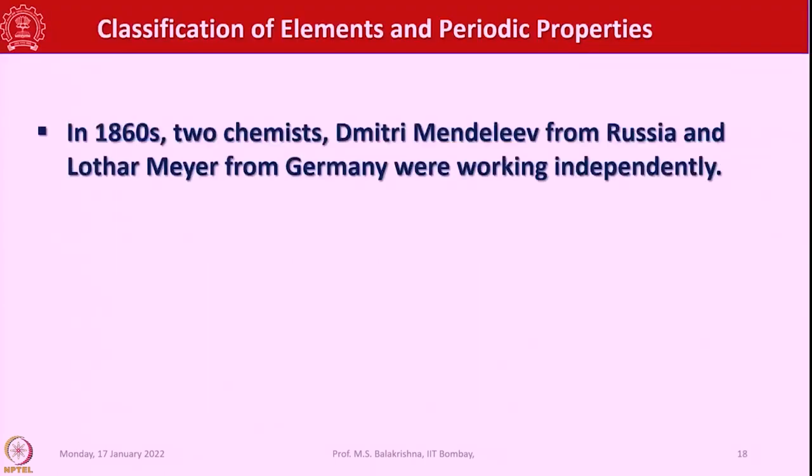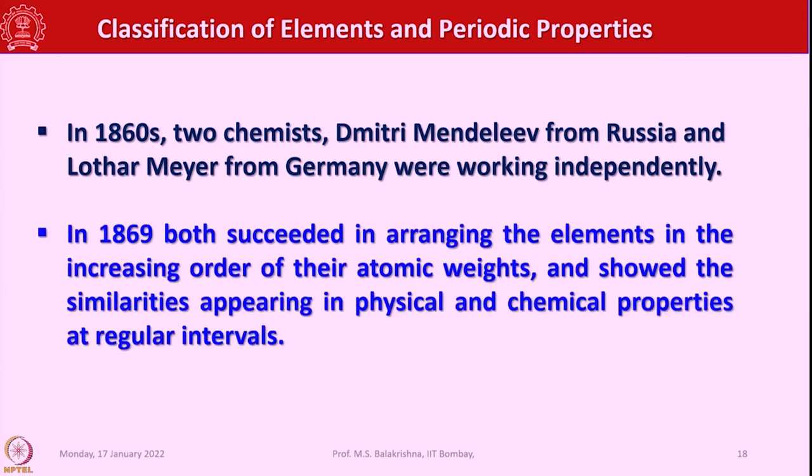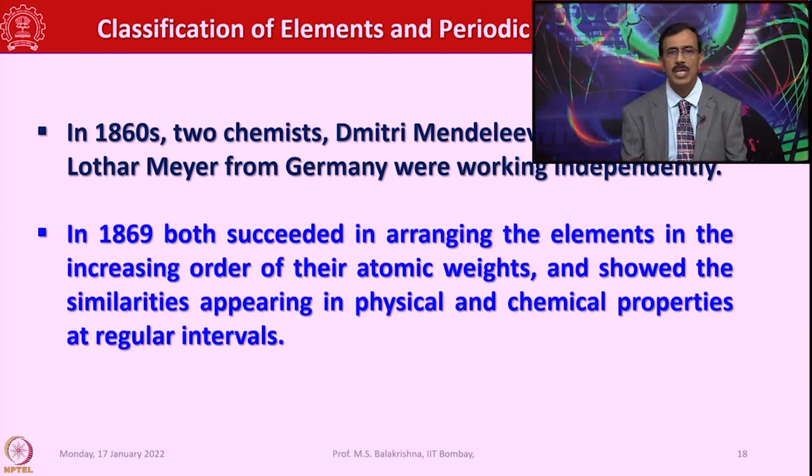And in 1860, two chemists, Dmitri Mendeleev from Russia and Lothar Meyer from Germany, started working independently to arrange the elements in an order. In 1869, both succeeded in arranging the elements in the increasing order of their atomic weight and showed the similarities appearing in physical and chemical properties at regular intervals.